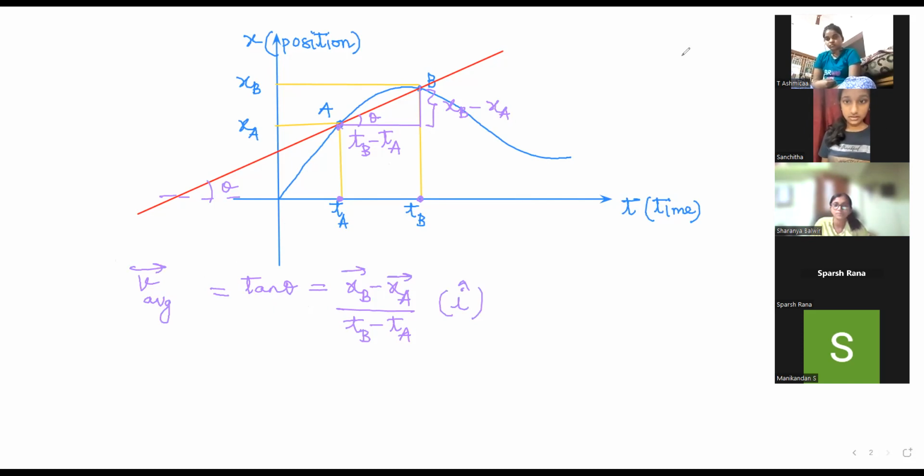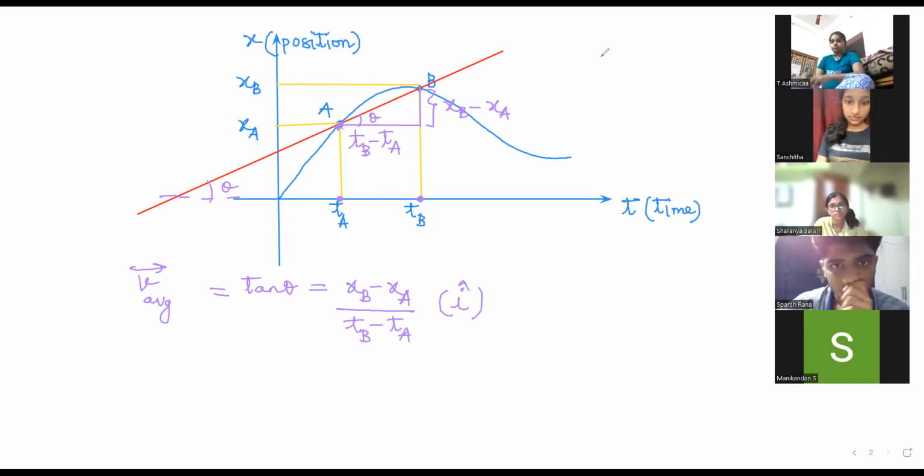Yes, na? Very good. Because xb is greater than xa and tb is greater than ta, so it cannot be negative. So the object is moving along positive x-axis, right?